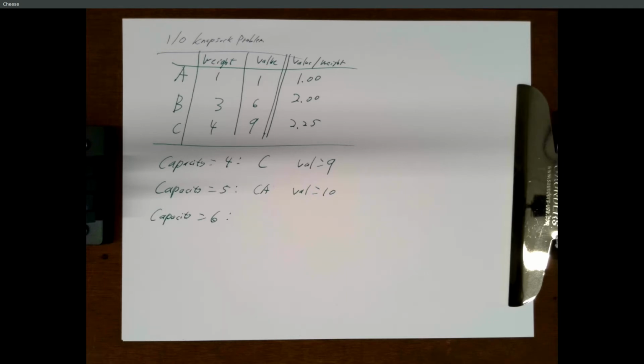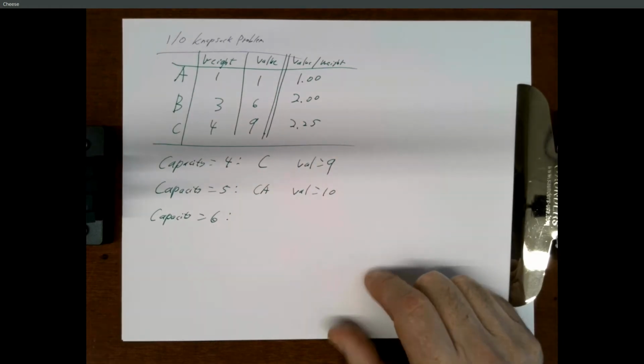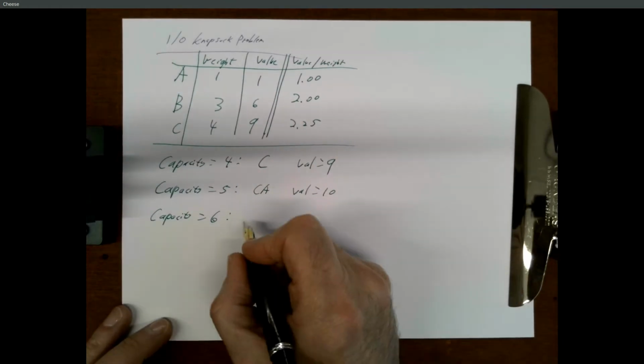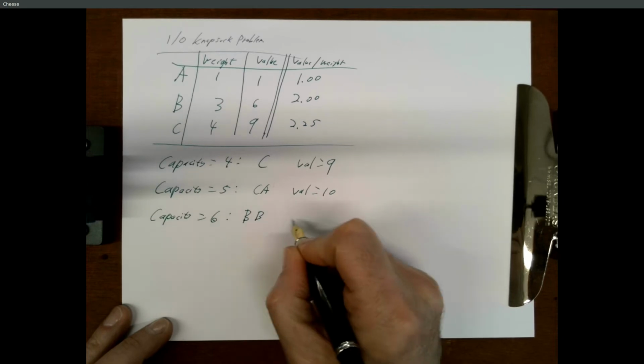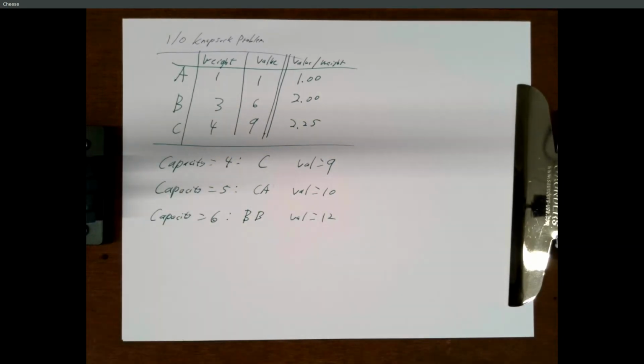Because if we start off by taking item C, that leaves us with 2 pounds. Our only way to fill the last 2 pounds is 2 of item A. That would give us $9 plus 2 is 11. But if we do 2 of item B, that gets us 12. And if we do 6 of item A, we only get 6. That's not going to be the best. So here, the best solution is not to be greedy.